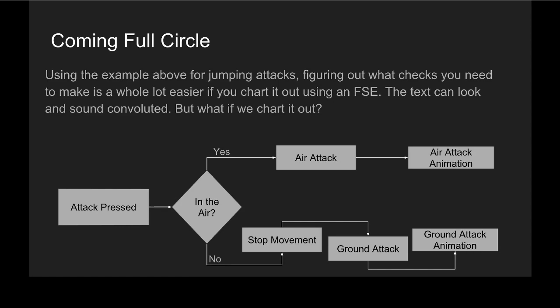So this all comes back to the flowchart, the finite state machine. Using the example that I just went over, you can break it down like this. When you press attack, are they in the air? Yes. Do those. If not, go down the other branch. Doing that allows you to see every decision that you need to make, and you might be surprised at how much you can simplify your actions, your decisions.